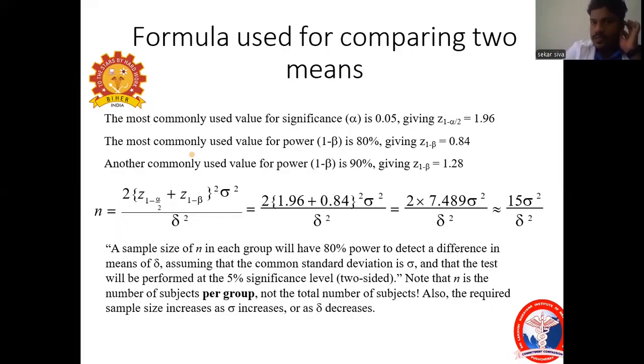The most commonly used value for significance alpha is 0.05, that is 95%, giving Z1 minus alpha by 2 as 1.96. The most commonly used value for 1 minus beta to determine the power is 80%, giving Z1 minus beta of 0.84. Another commonly used value for power is 90%, where the Z value is 1.28. Based on these parameters, 1.96.